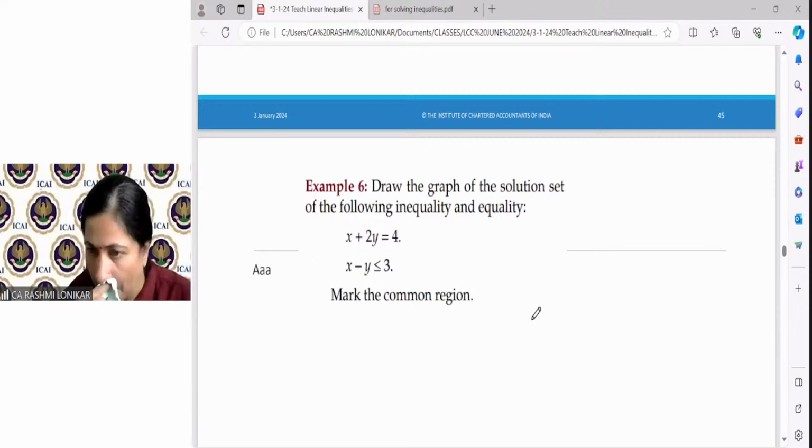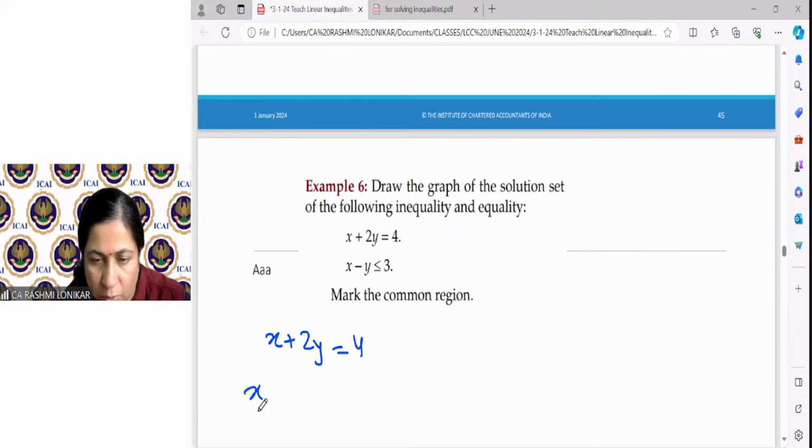Now draw the graph of the solution set of the following inequality and equality: x plus 2y is 4 and x minus y is less than or equal to 3, okay? Again, what you have to do: x plus 2y is equal to 4. So x, y, okay?